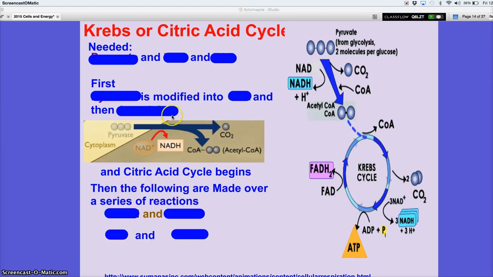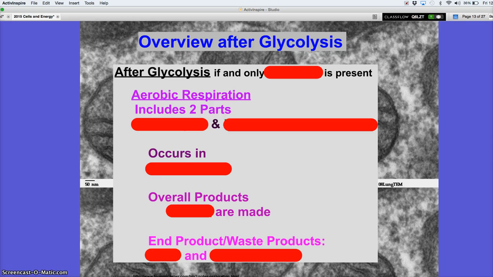All right, what is needed for Krebs? Actually, I have to go one slide back. We're here. So, glycolysis is over. Where did all of this happen? Cytoplasm. What were the products of glycolysis? Two pyruvates, 4 ATP, and NADH.